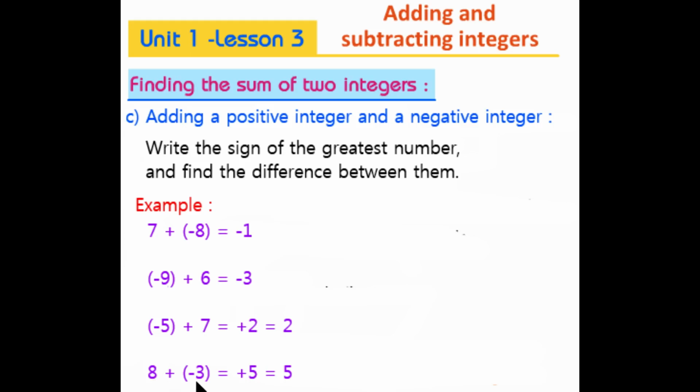8 plus negative 3 equals, at first write the sign of the greatest number. The greatest number is 8. The sign is positive. Write positive. And find the difference between two numbers, greatest minus smallest. 8 minus 3 equals 5. Positive 5 equals 5.